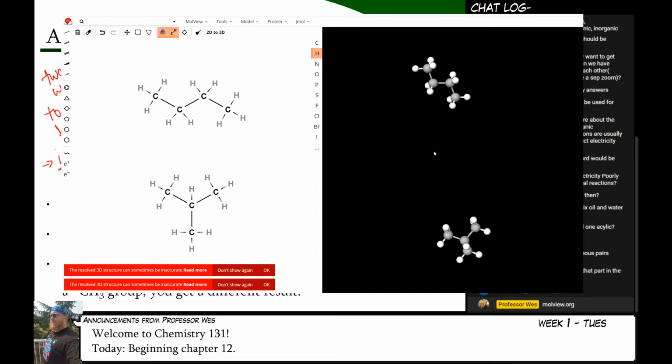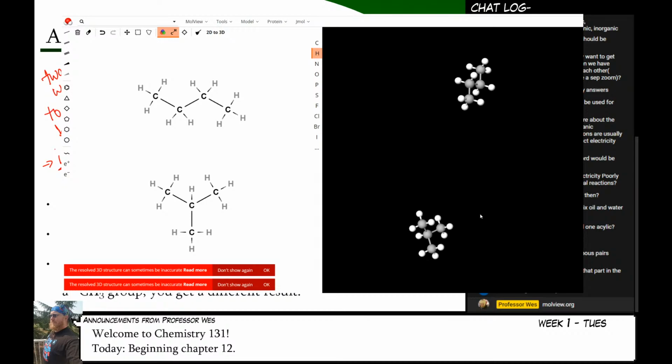So you can see on the screen here, I have made butane on the top here. And it's linear. Down here I have the branched guy. And if I spin them around, you can see that this bottom one is kind of round, whereas this top one is kind of long. So even though they have the same formula, they have different shape. And as a result of that, they're going to have different physical properties. In fact, we're going to learn that this one has a higher boiling point, and this one has a lower boiling point. Why? We'll talk about that in a little bit.